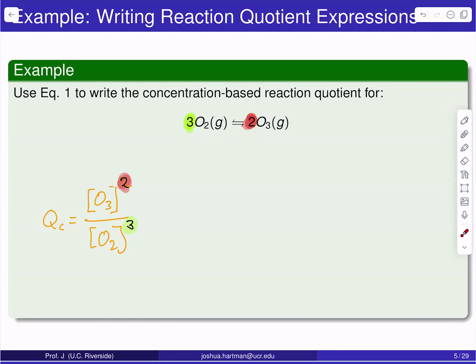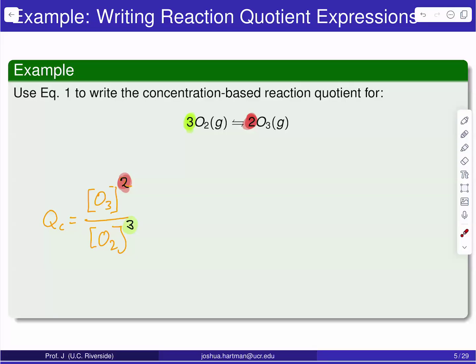And we can say, okay, what would be the concentration-based reaction quotient for this reaction? Well, it's concentration-based, so we're going to use QC. We're going to write QC, and then we're going to look at our products, which is O3 in this case. We're going to put products over reactants, and because again it's concentration-based, we're looking at molar concentrations, and then we are going to use those stoichiometric coefficients in the exponent.